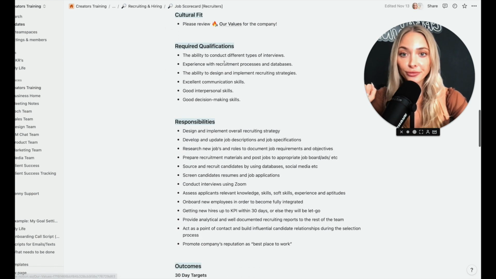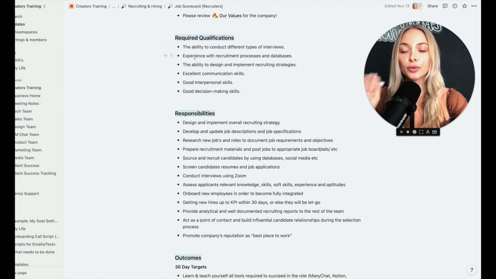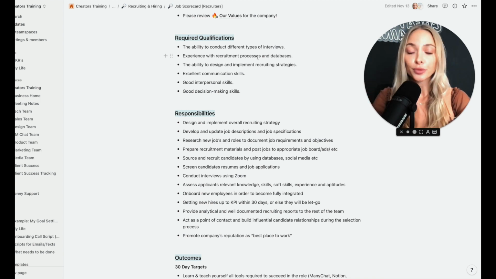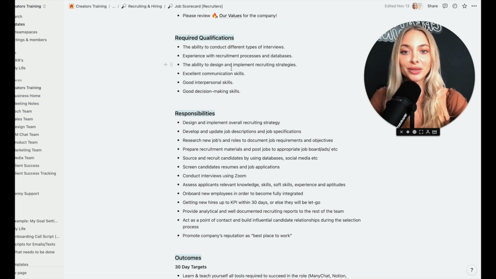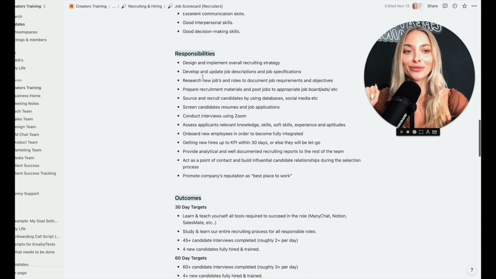So you want to have the cultural fit, you want to have the required qualifications for the recruiting role. For example, would be the ability to conduct different types of interviews, experience with recruitment processes and databases, the ability to design and implement recruiting strategies, excellent communication skills, good interpersonal skills, good decision-making skills. So very important for a recruiter role.